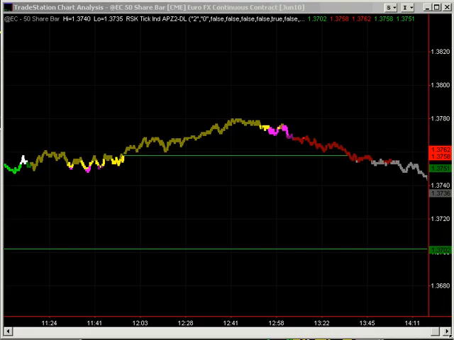Today's date is March the 17th, and we are here to announce a new development with regard to our RSK tick strategy trading system. The chart that you see on the screen is the euro. We are now developing our strategy so that it can work on the EC data feed.